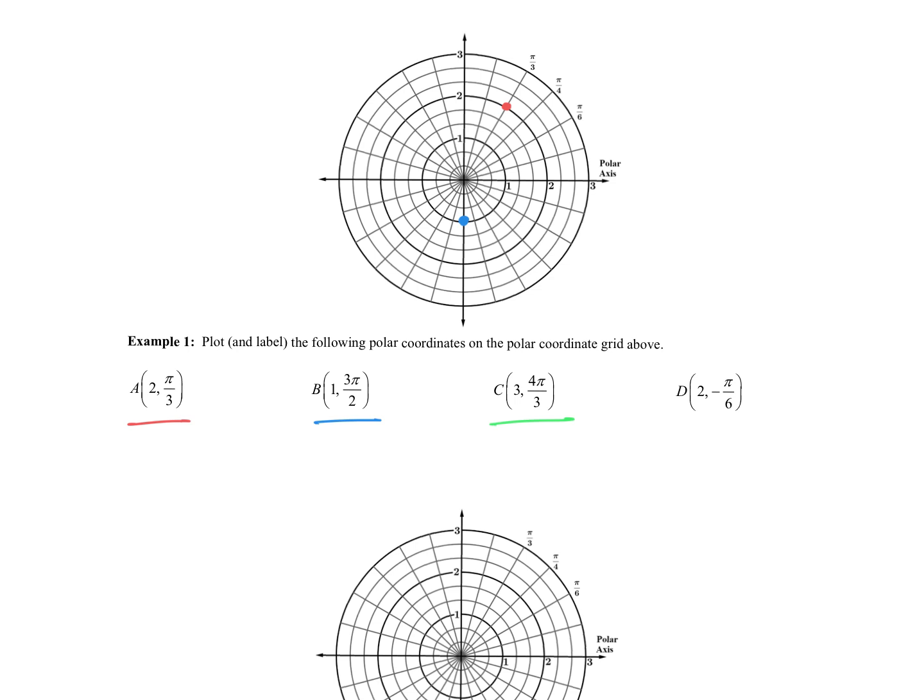What quadrant am I in? I'm in the third quadrant. So 4 pi over 3 is here, but now I need to go out 3. And so that one will be right there. All right, let's do another one.